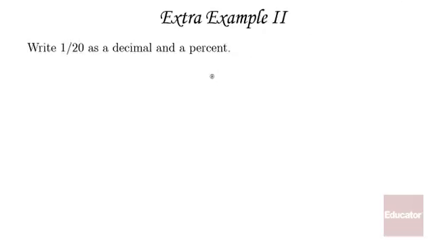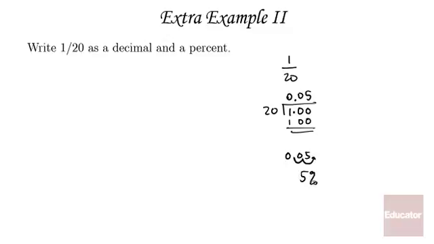Write 1/20 as a decimal and a percent. So the fraction 1/20, change it into a decimal, is the numerator 1 divided by the denominator 20, which won't go in, and it won't go into 10 either, but it will go into 100 5 times. So it's 0.05 as a decimal. And then remember, to change into a percent, you move your decimal to the right 2 places. So it's 5%. So 1/20 as a decimal is 0.05, and as a percent, it's 5%.